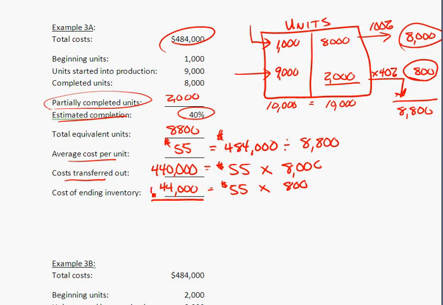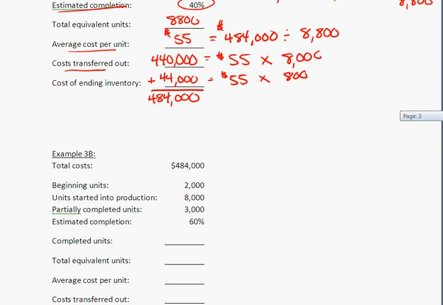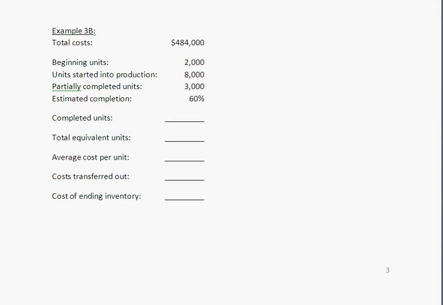Once again, we can add these two numbers together. 440,000 plus 44,000 is $484,000. And we can see that that agrees with the total cost that we had to account for from above. Let's take a look at another example.